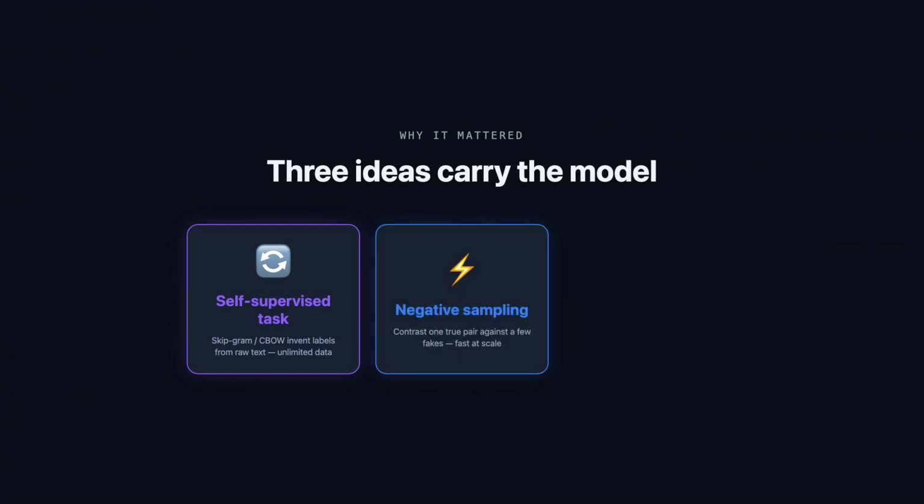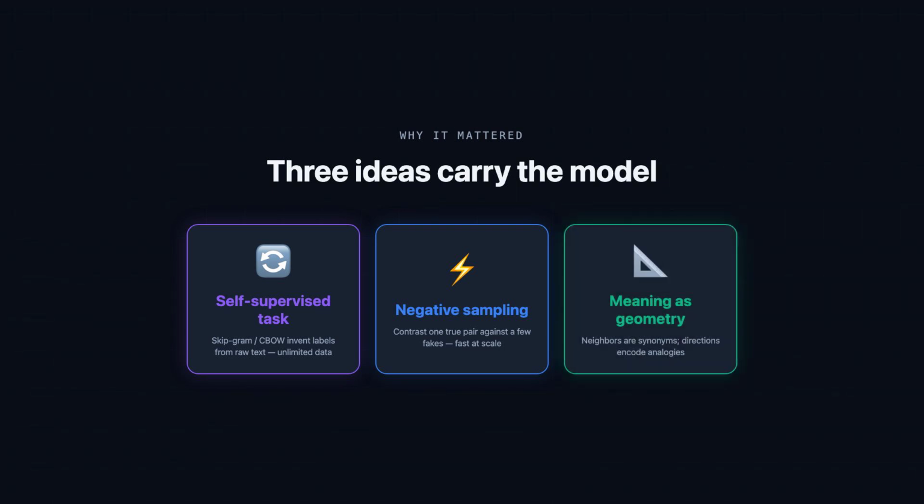Negative sampling is the engineering that made it practical. Instead of scoring every word in a massive vocabulary at each step, you contrast the real pair against a few fake ones. It turned a heavy computation into something you could train quickly on ordinary hardware. And the payoff is meaning as geometry. Nearest neighbors turn out to be synonyms and related words, and directions in the space encode analogies. The famous example, king minus man plus woman, lands right next to queen. Relationships became arithmetic.